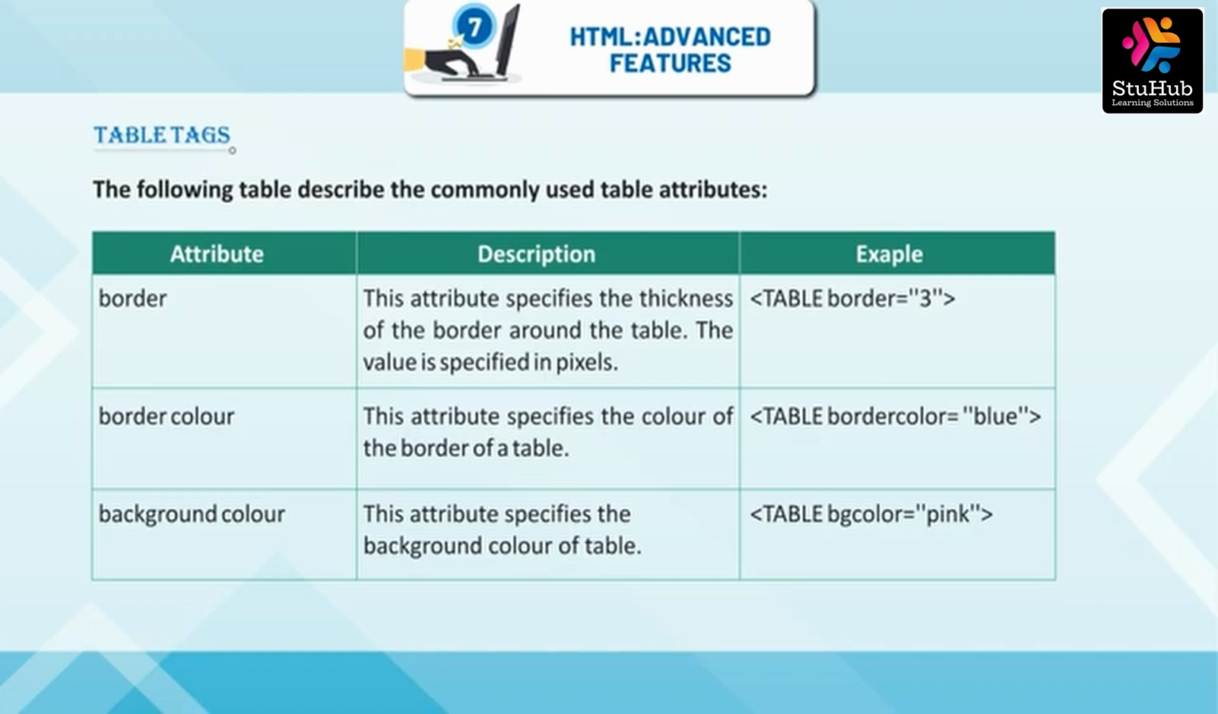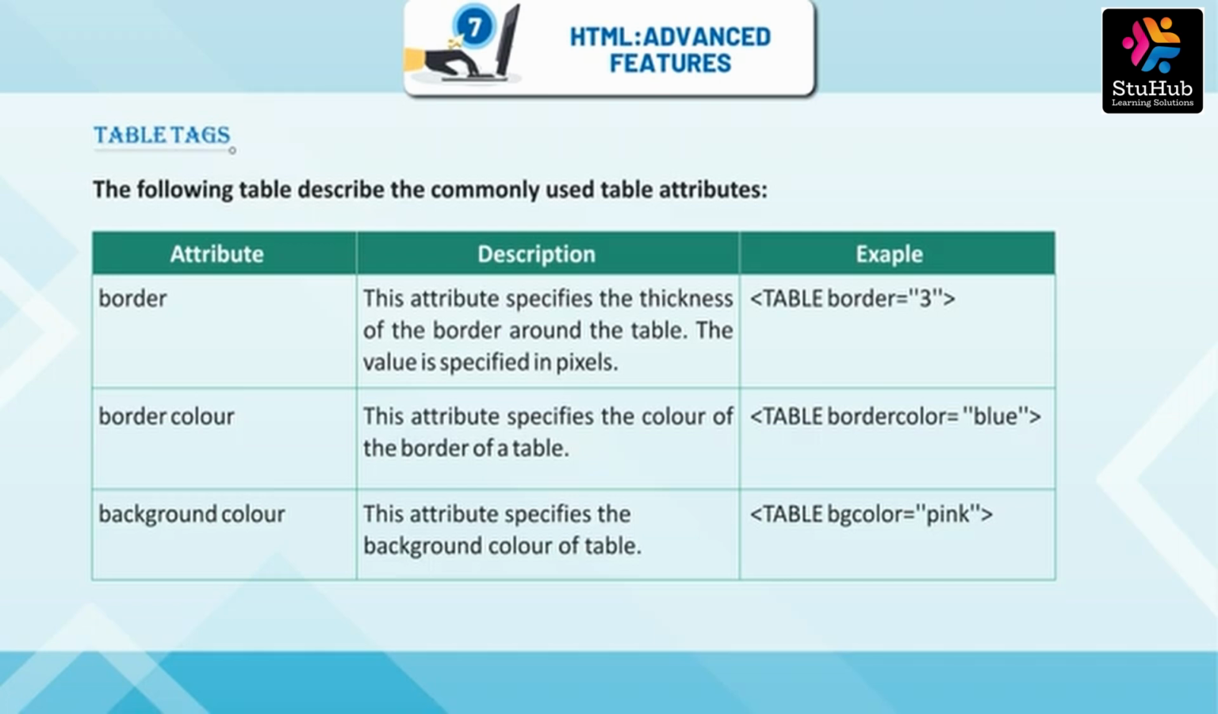Border attribute. This attribute specifies the thickness of the border around the table. The value is specified in pixels. Open table tag, border equals 3 in double quote. Border color. This attribute specifies the color of the border of a table. Open table tag, border color equals blue in double quote.